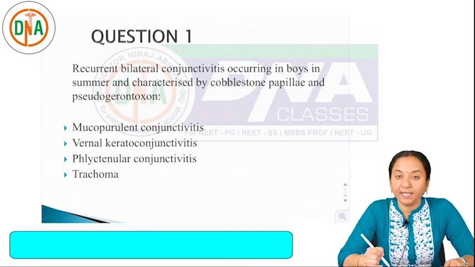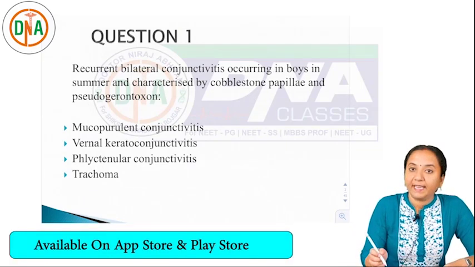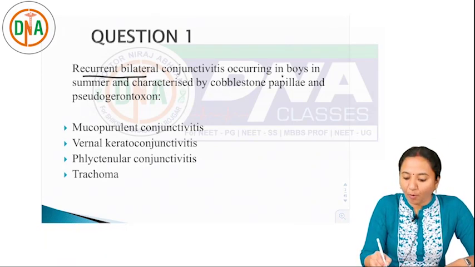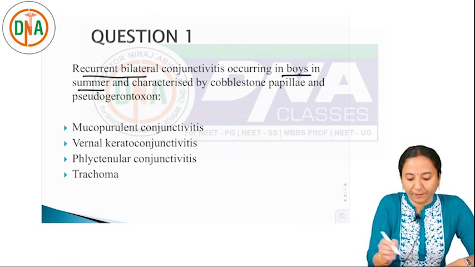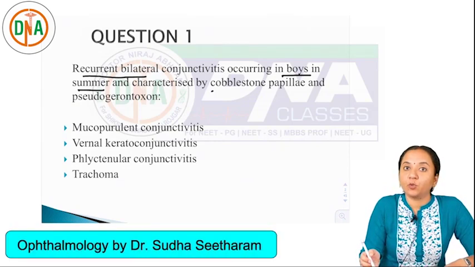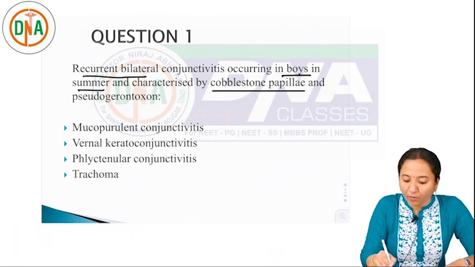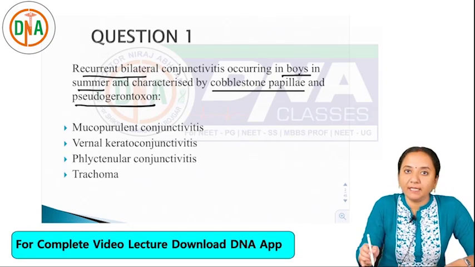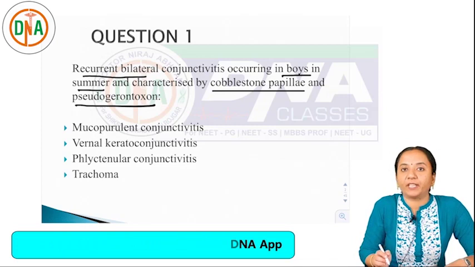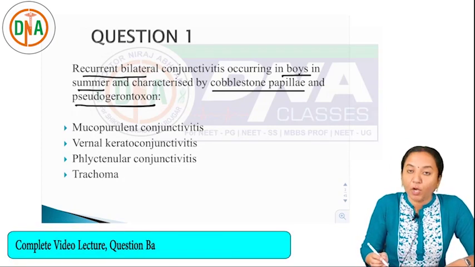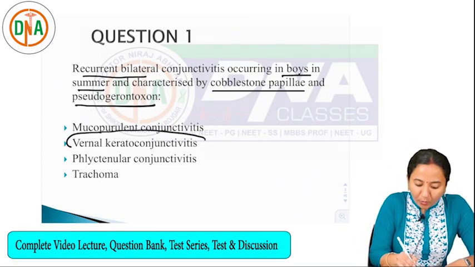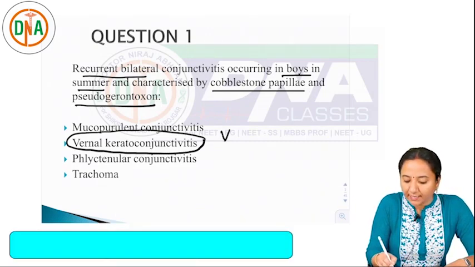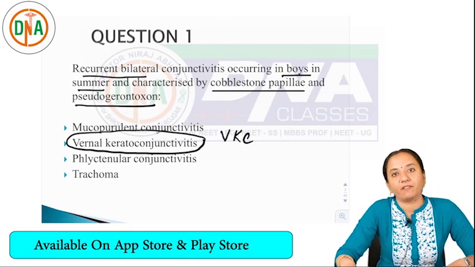The important things mentioned in this question are, it says that it is a recurrent conjunctivitis. It is seen in boys in the month of summer, and it is characterized by two important features, that is cobblestone papillae and pseudogerontoxon. Now, all these are typical features of a type of allergic conjunctivitis which is vernal keratoconjunctivitis, and that is the answer to this question, VKC, vernal keratoconjunctivitis.